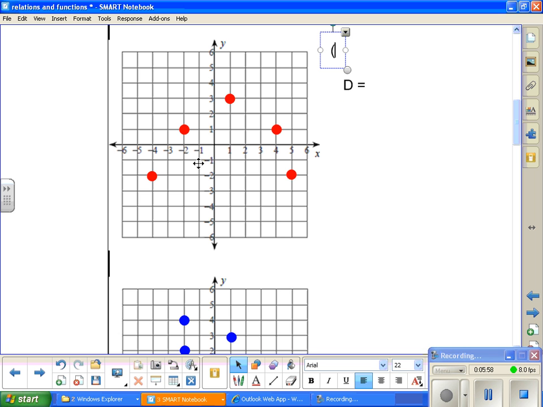And so here, this one, remember, you go to the origin, you go left or right, and then you go up or down. So I'm going to the left, -4, and I'm going down, -2. The next ordered pair, I go to the left, -2, and I go up 1. I go to the right 1, and I go up 3. I go to the right 4, I go up 1, and then I go to the right 5, and I go down 2.